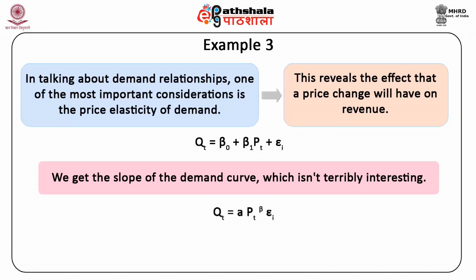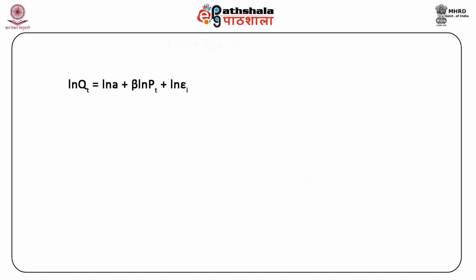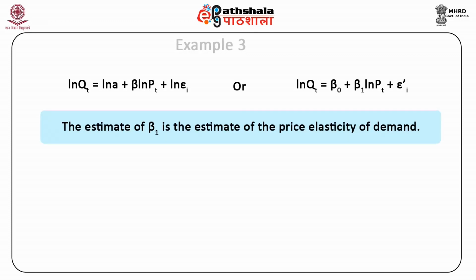However, if we estimate Qt equal to A times Pt raised to the power beta plus epsilon t, the coefficient beta is the price elasticity of demand. ln Qt is then equal to ln A plus beta ln Pt plus ln epsilon t, or ln Qt is equal to beta 0 plus beta 1 ln Pt plus epsilon t prime. The estimate of beta 1 is the estimate of price elasticity of demand.